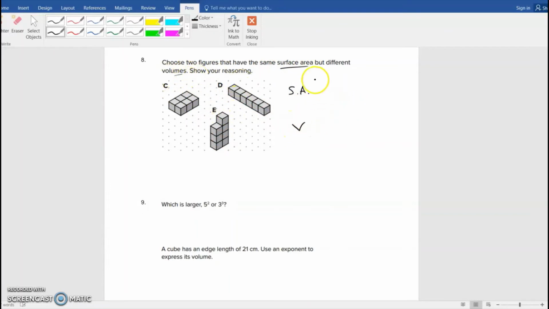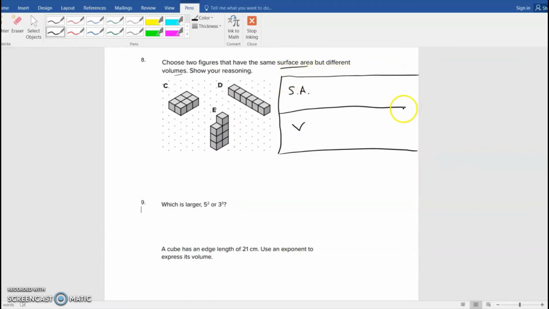So I'm just going to make a little chart here. Sorry, it might not be the most organized chart, but it's a little bit tricky with my Wacom tablet here, but I think you'll get the gist. And then I'm going to say C, D, and E. And then I can compare these three and see which ones have the same surface area but different volumes. Okay. So the first thing, I'm going to do some labeling.